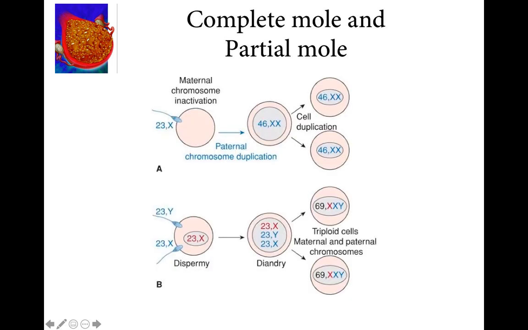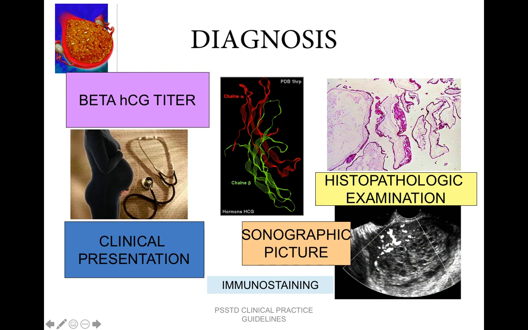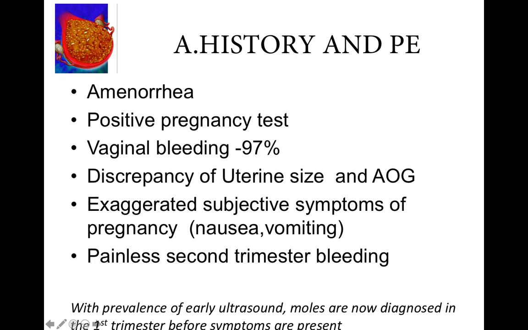So how then do we diagnose? This is a diagram of the complete mole and your partial mole. So how do we diagnose molar pregnancy? First, by its clinical presentation, your sonographic picture, your beta HCG level, your histopathologic examination, cytogenetic studies, and your immunostaining. The diagnosis of molar pregnancy involves careful history and thorough physical examination. Once molar pregnancy is suspected, pelvic sonogram and beta HCG often clinch the diagnosis.